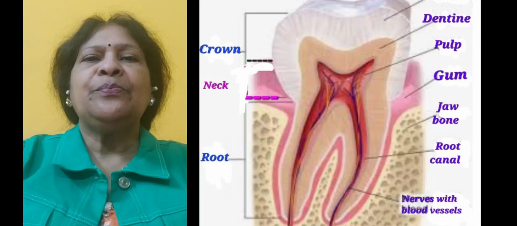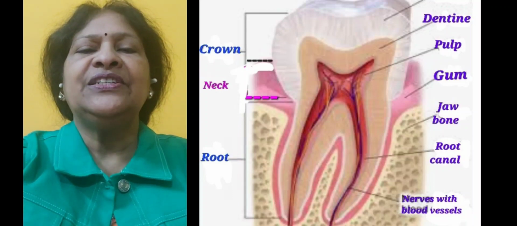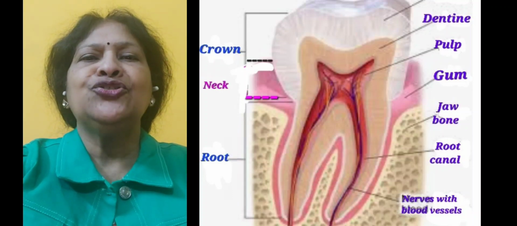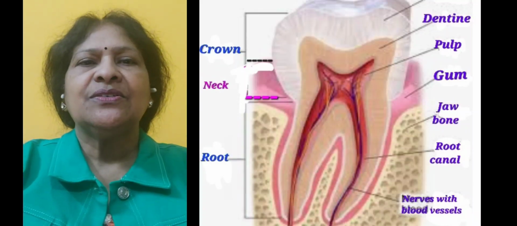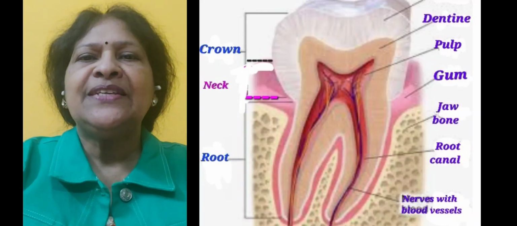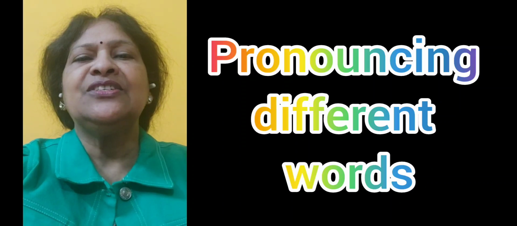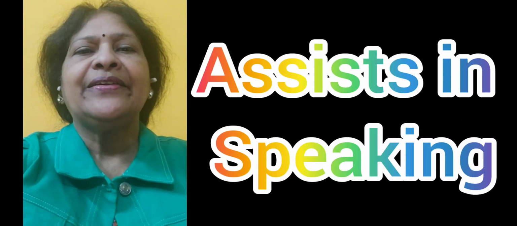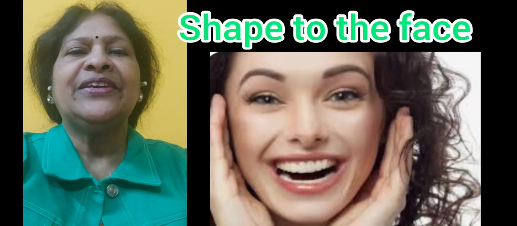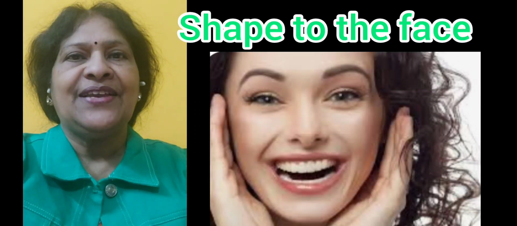The teeth is a part of the human body which has multifunctional aspects. It helps in the basic process of mastication, that is a step in the mechanical digestion. This also helps us in pronouncing different words, that is in speech, and the teeth also help in giving a shape to our face.